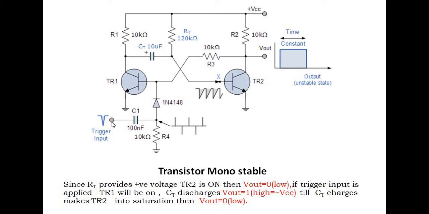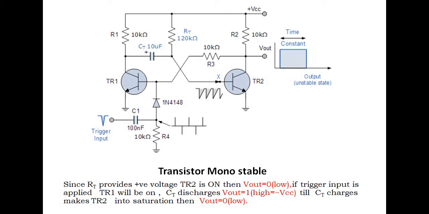Once we apply the triggering pulse and remove it, the positive voltage will be there at TR1. That positive voltage will switch on the transistor T1. If transistor T1 is in saturation mode, the output of TR1 is going to be 0. If the output of TR1 is 0, the capacitor starts discharging, right? Capacitor starts discharging to 0 volts, which was charged earlier.